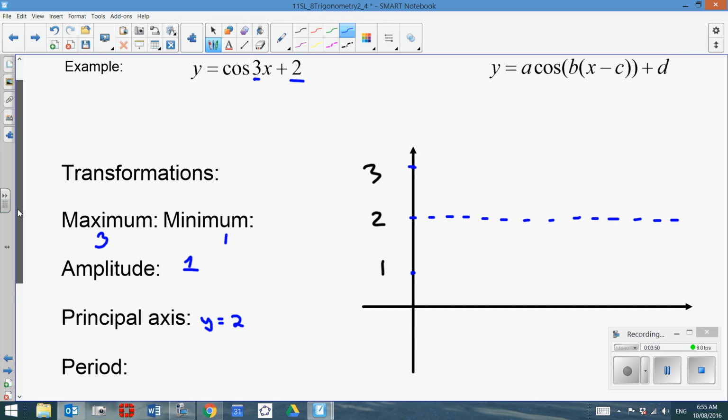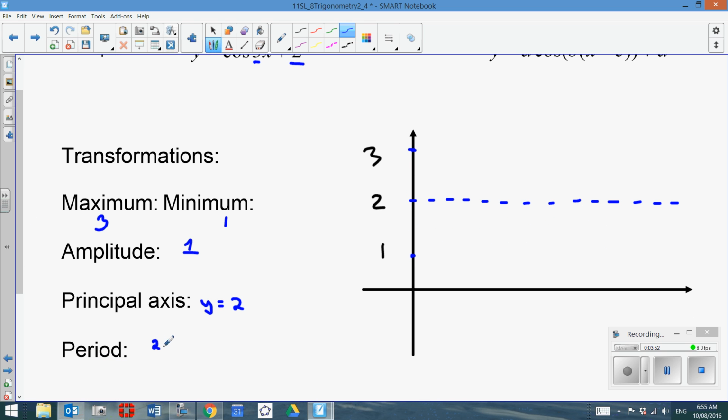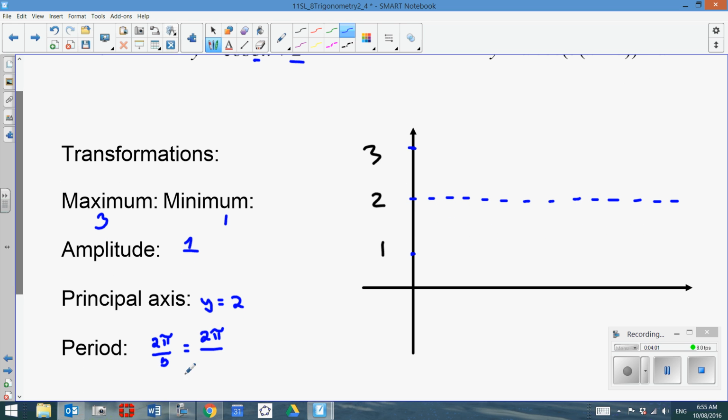Let's take a look at the period for a moment. Period is always 2 pi divided by the b value. So for us, this is going to be 2 pi divided by 3. That means I should finish 1 full revolution of the cosine graph by 2 pi over 3 units. The easiest way to look at this is to break up my graph in units of pi over 3. If I'm going to end 1 full revolution by 2 pi over 3, that means half of it will complete by pi over 3.